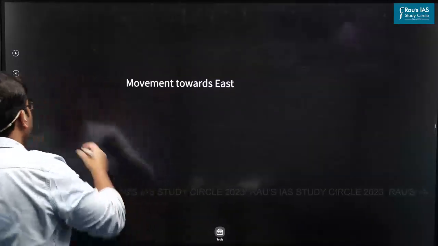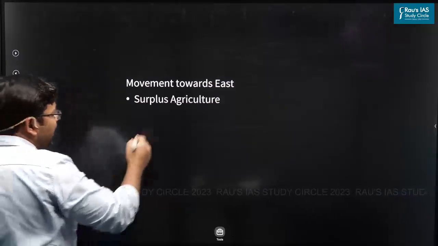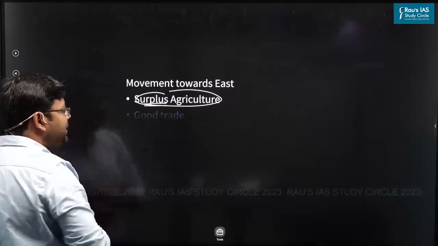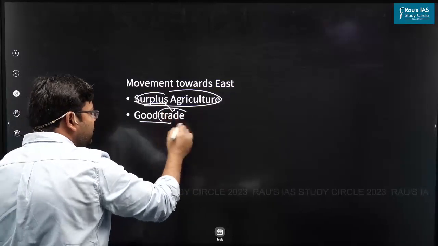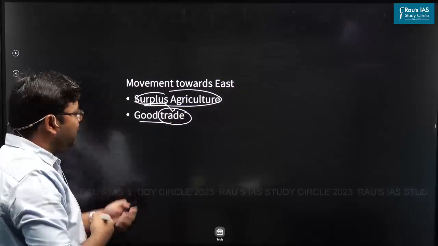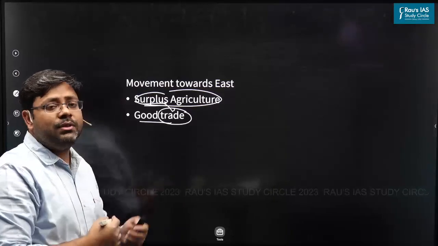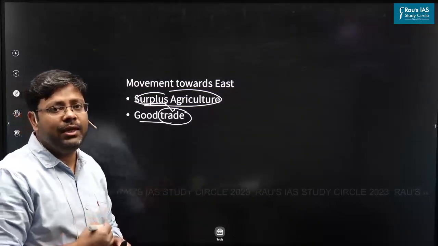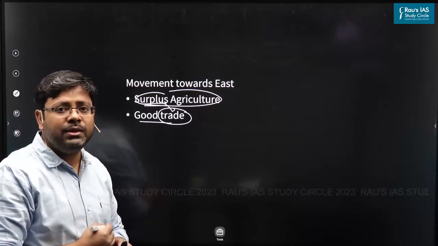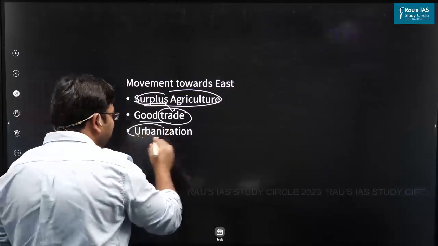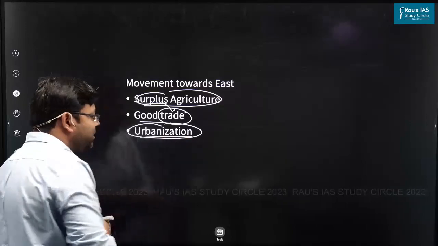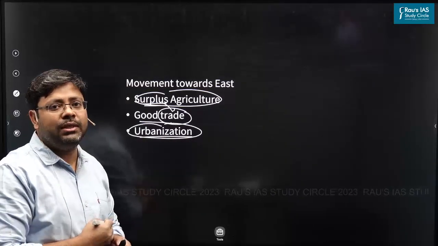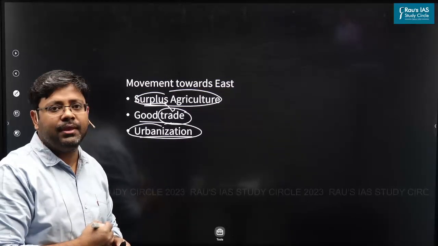Now, if you talk about this surplus agriculture, surplus is always invested in trade. So trade became very good. At the same time, when there was very good trade and surplus production in rural areas, it was capable of sustaining urbanization. And the second urbanization started in India in the Ganga Valley. The first urbanization was there in the times of the IVC.